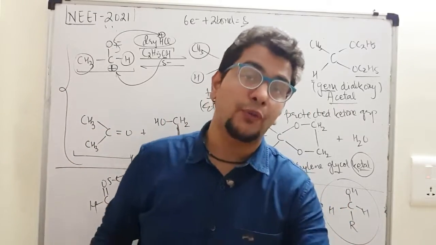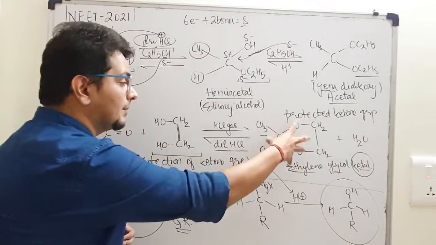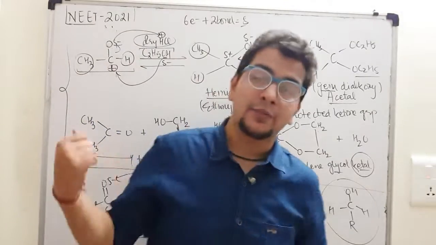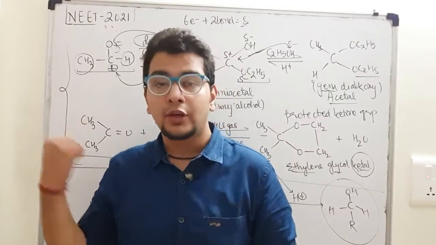Same to same you can do for ethylene glycol as well. When it reacts with a ketone, it forms a cyclic compound like this, which is the ethylene glycol ketone. And this, when treated with dilute HCl, will go back to the aldehyde or ketone. So it is a protective reaction for the ketone group.